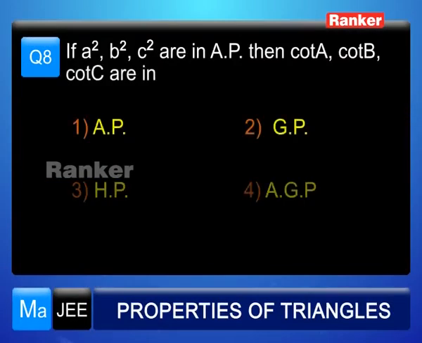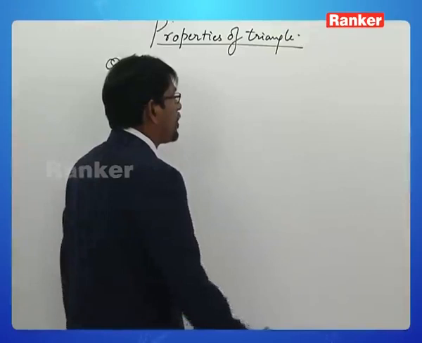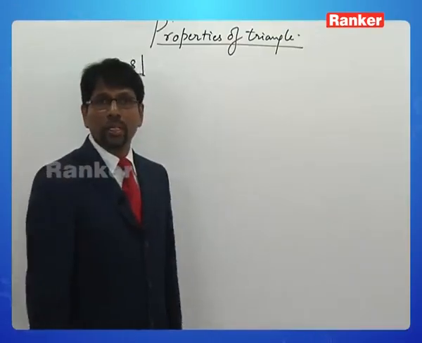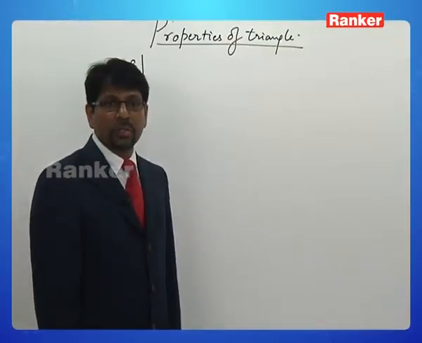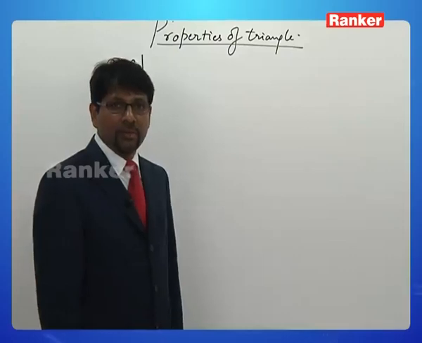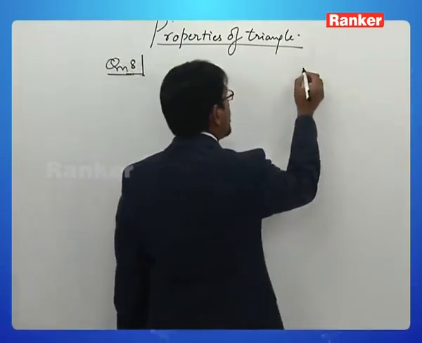If a square, b square, c square are in arithmetic progression, then cot a, cot b, cot c are in: first, arithmetic progression; second, geometric progression; third, harmonic progression; and fourth, arithmetico-geometric progression. Now, what's the relation between the sides and cotangents of the angles? Let's have a look at this.